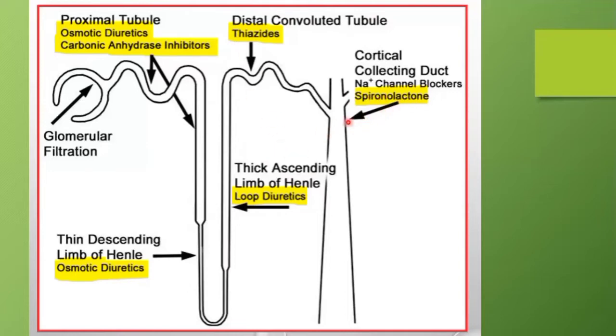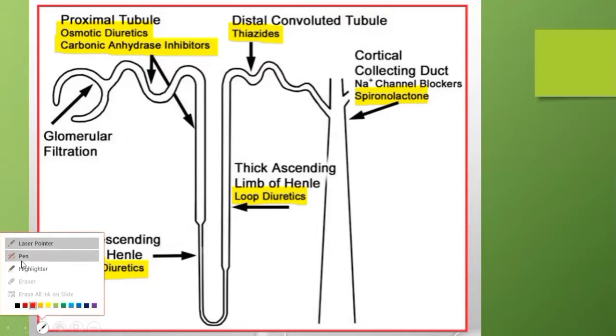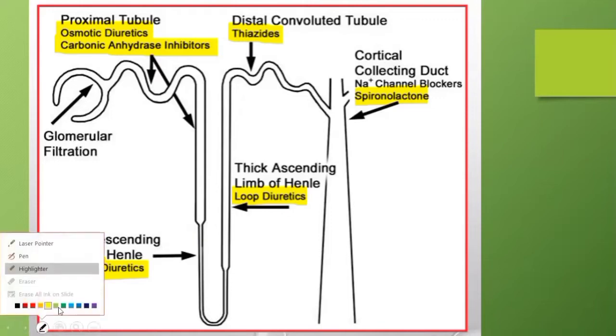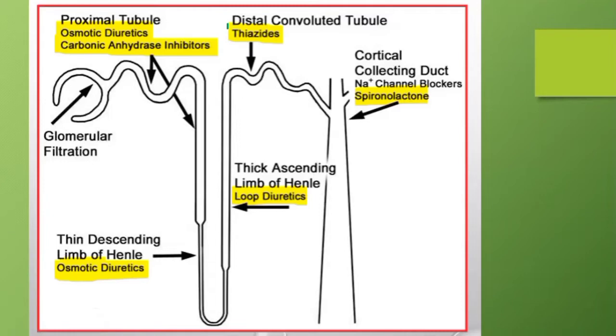So these three diuretics and where they act are really important, so we have to remember this. If you see this picture, you'll be able to understand where each one acts, because questions are frequently asked from there. Thiazide diuretics act on the distal convoluted tubule. Loop diuretics act on the thick ascending limb of the loop of Henle. Spironolactone acts on the collecting duct.